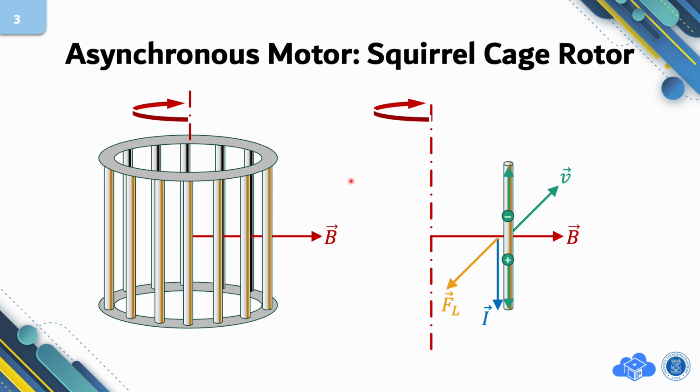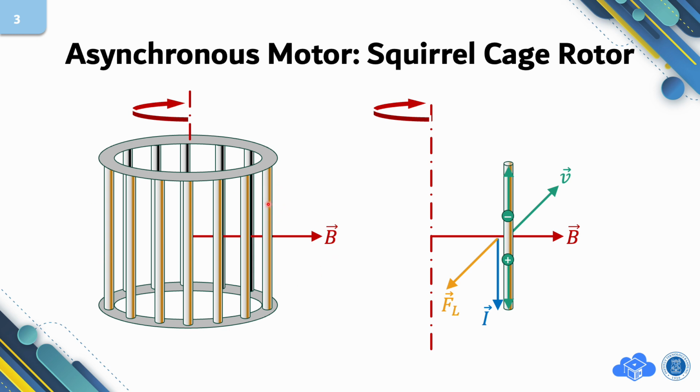Here is the construction of the rotor we utilize for the asynchronous motor. This construction is called a squirrel cage rotor. This rotor is not energized by any external power source like a battery. Instead, it will be induced by the rotating magnetic field. Here we are considering that the magnetic field is rotating in the clockwise direction.